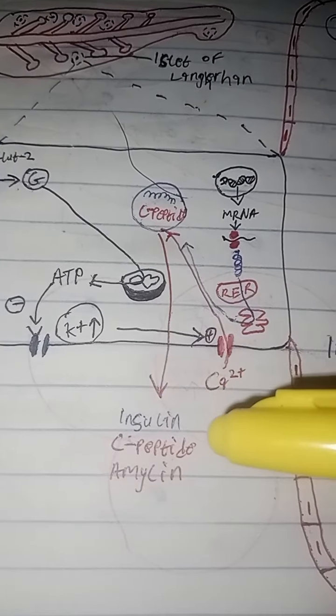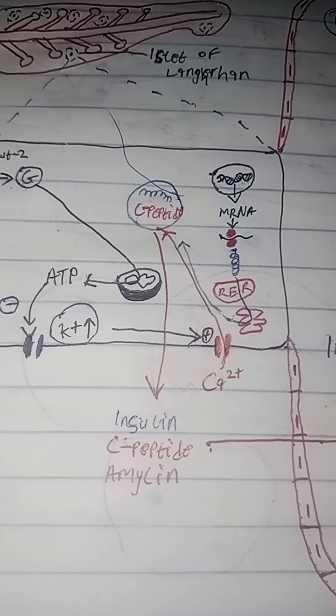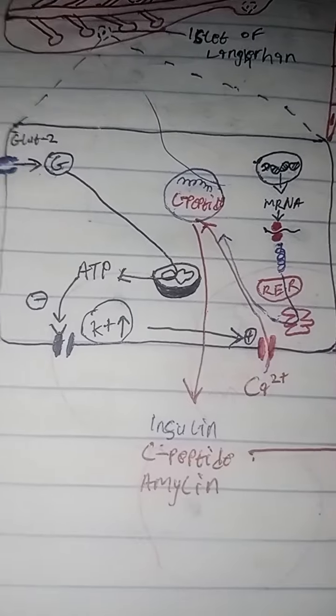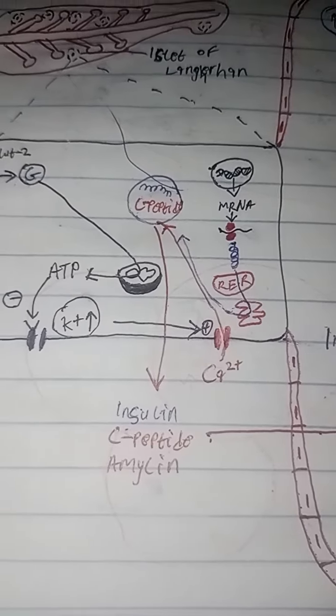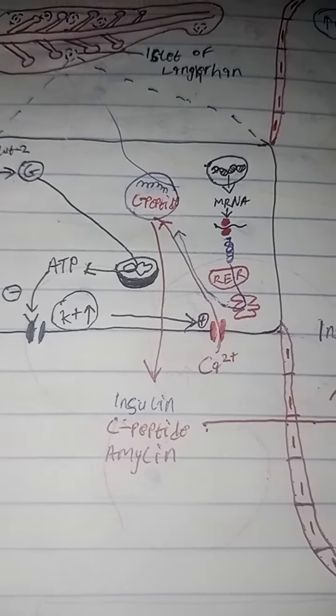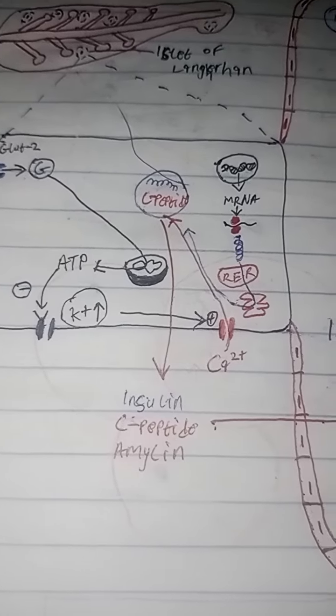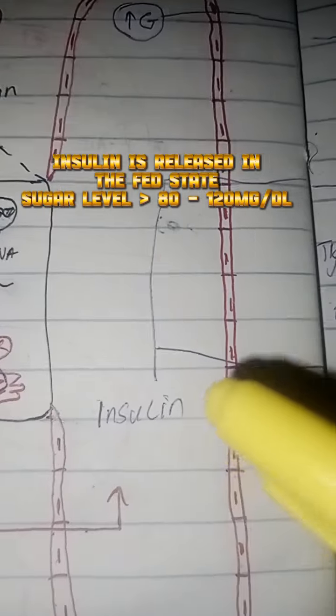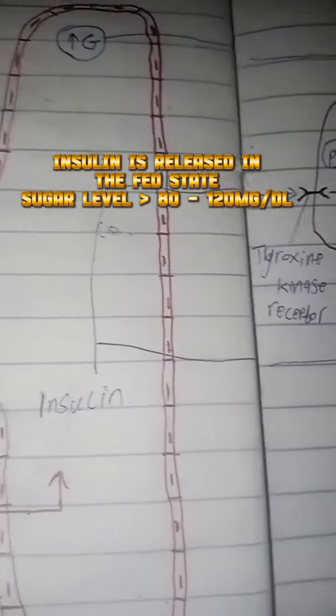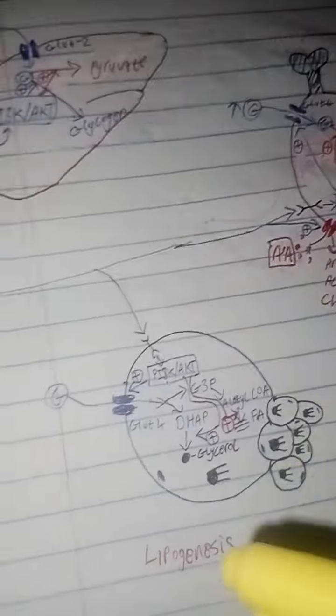And this C-peptide is important for measuring insulin levels. So usually when I measure insulin levels, I'm actually measuring C-peptide levels, because insulin and C-peptide go together. And amylin, it's a bit more complex than that. Anyway, insulin goes to the bloodstream and acts on the liver, the muscle, and fat cells.